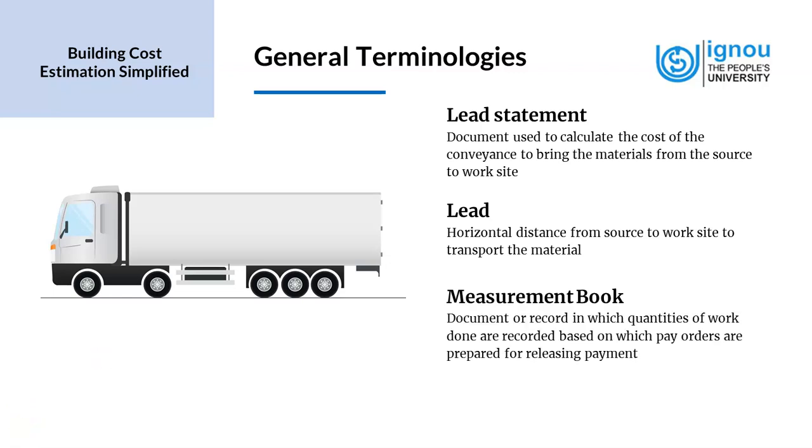Next, we look at the concept of measurement book. It is a document or record in which quantities of work done are recorded, based on which pay orders are prepared for releasing payment. This is very commonly used in government projects, especially in the rural employment guarantee schemes. The measurement book is kept on the site and is usually inspected by the site engineer or the executive engineer. So measurement book is a very important document in which the work done is recorded on daily basis.